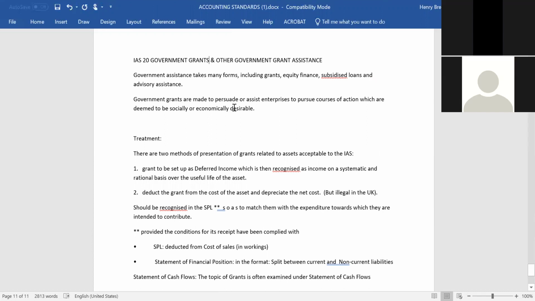Government assistance takes many forms, including grants, equity finance, subsidized loans, and advisory assistance. Government grants are made to persuade or assist enterprises to pursue courses of action which are deemed to be socially or economically desirable. So here, the government is providing you with some assistance, but it comes with what? A string attached. And based on your ability to comply with the string, then we can really recognize it under IAS 20, government grants and other government assistance.